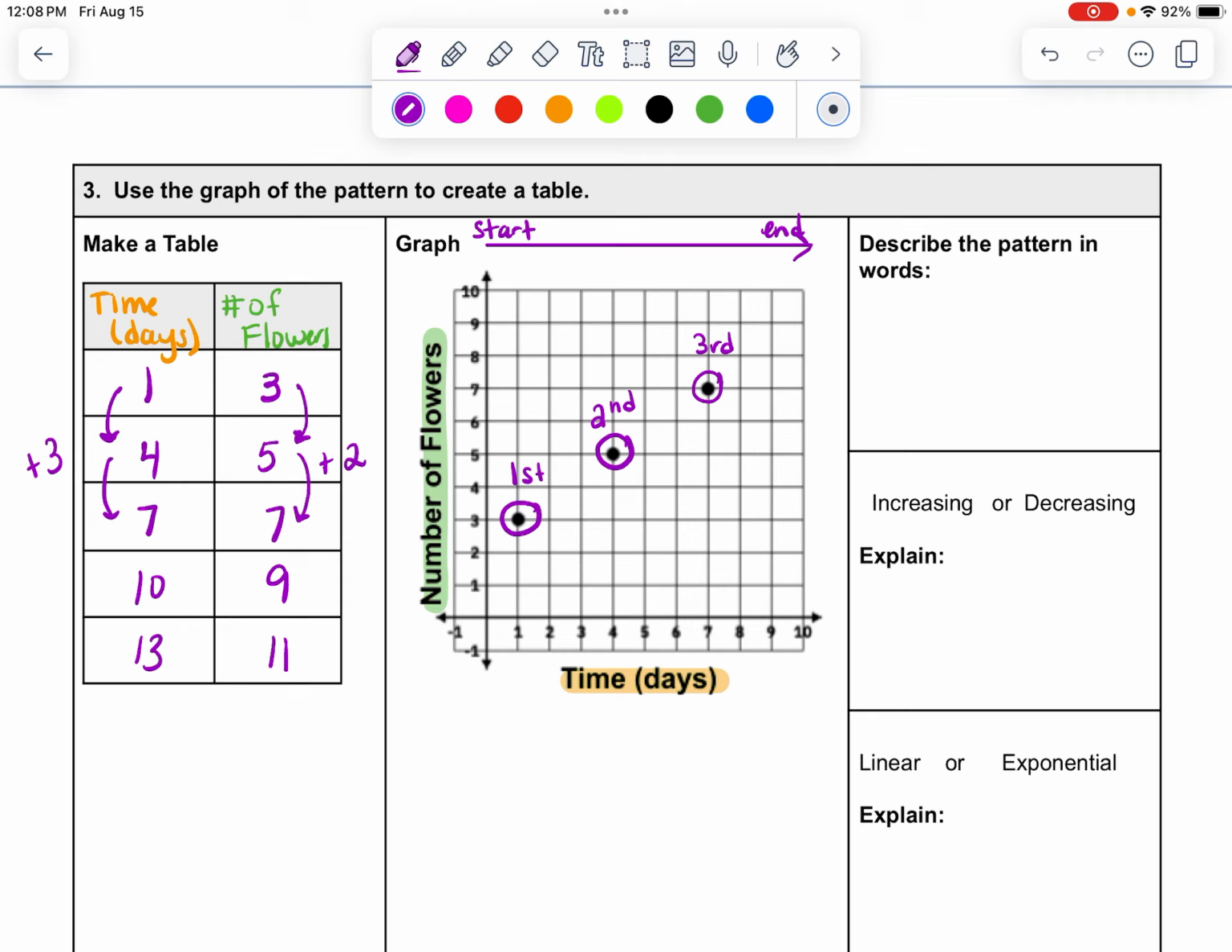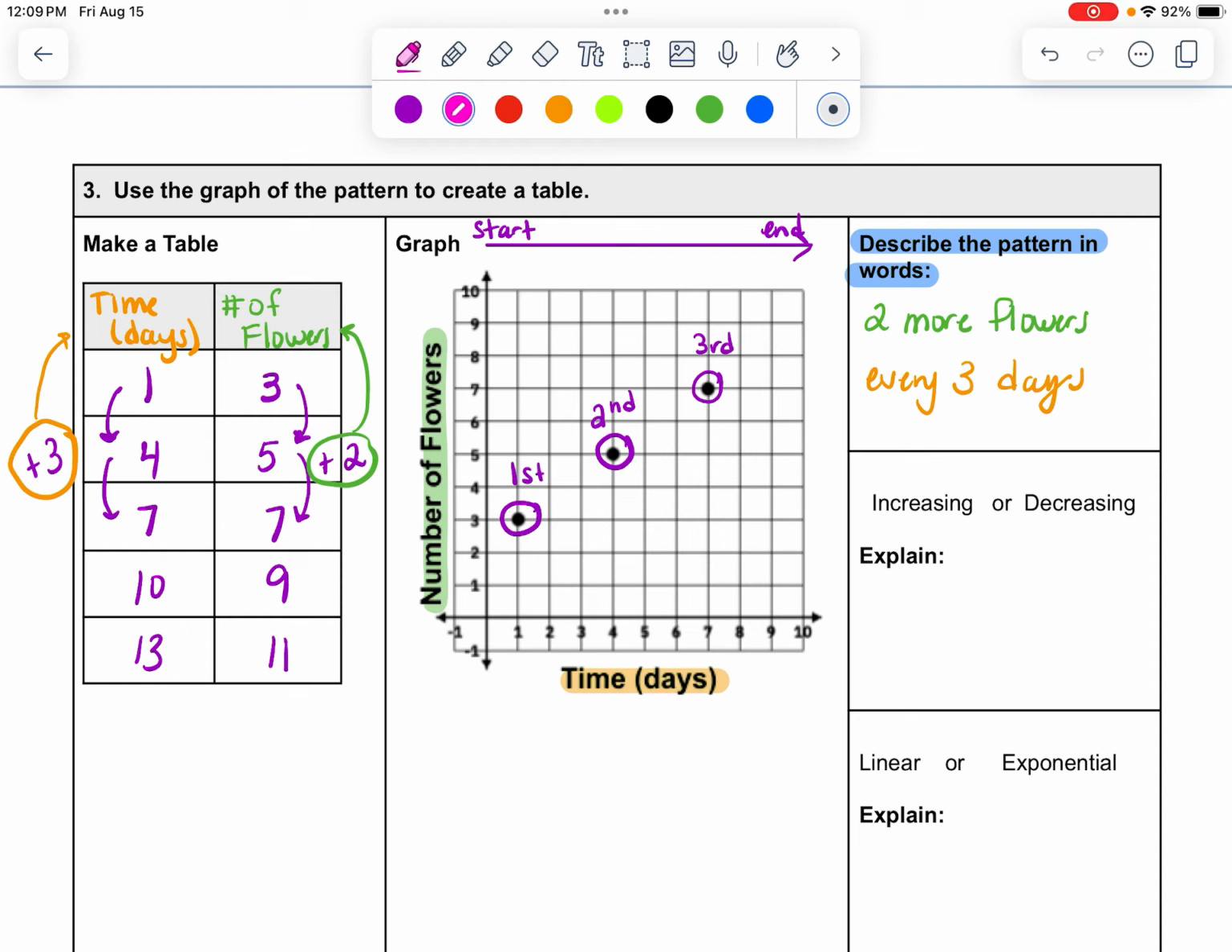Now again, it's usually easiest to do everything else once you already have the table made. So if I say to you, please describe the pattern in words, what that means is tell me what's changing and how much it's changing by and how often. So what's changing here is our number of flowers. And how much? Plus 2 means 2 more. So we would say 2 more flowers. How often? Well, our pattern for our time was a +3. So we would say every 3 days.